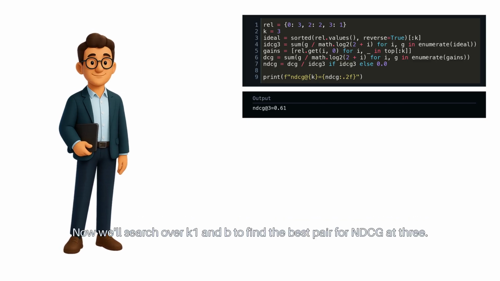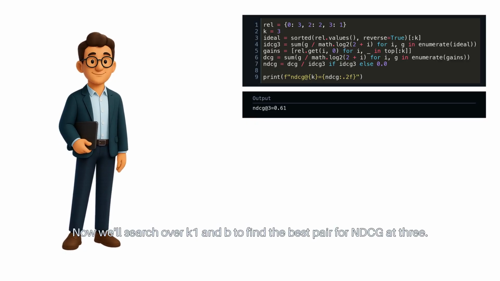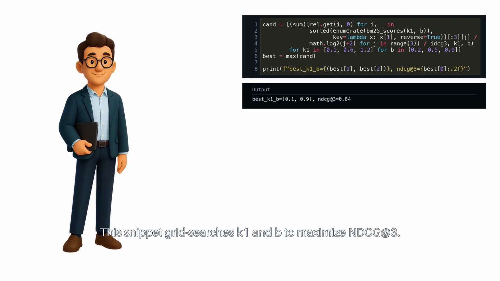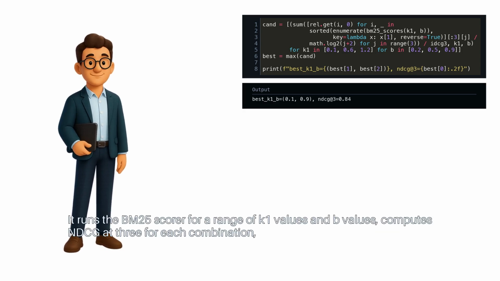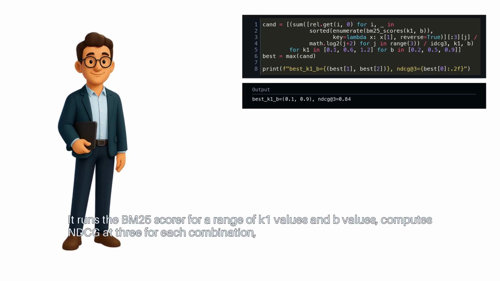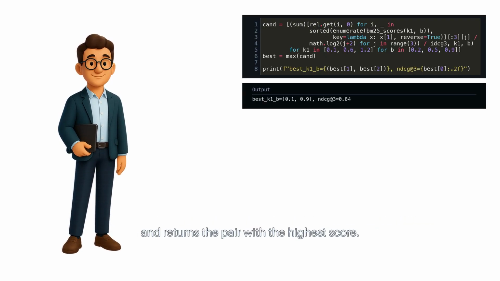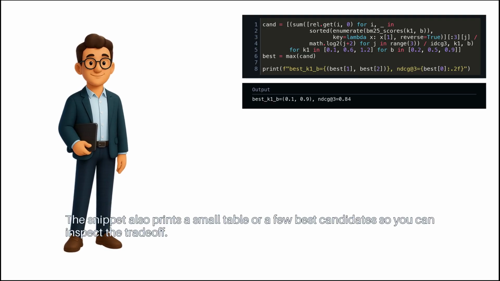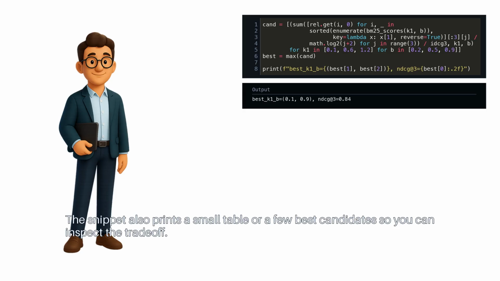Now we'll search over K1 and B to find the best pair for NDCG at 3. This snippet grid searches K1 and B to maximize NDCG at 3. It runs the BM25 scorer for a range of K1 values and B values, computes NDCG at 3 for each combination, and returns the pair with the highest score. The snippet also prints a small table or a few best candidates so you can inspect the trade-off.